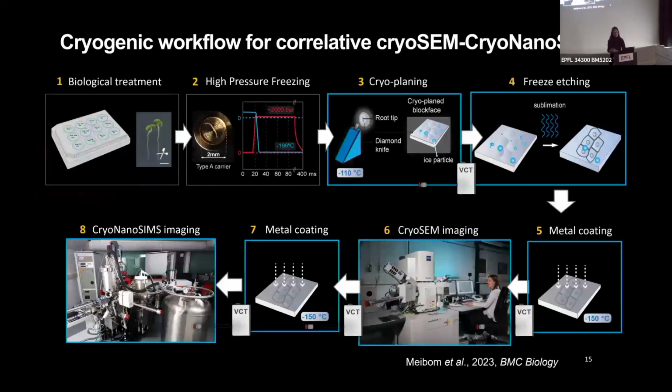And so here I give you an overview of the cryogenic workflow for the correlative SEM-CryoNano and the cryo-nanosims. So it is a lot of steps. Cryo-nanosims is the final destination that we need to get to be able to make these maps. But you need to have a whole series of workflow in place to be able to take your sample, keep it under cryo temperatures, and then image it in the cryo-nanosims. I'll walk you through some of the key steps in more detail.